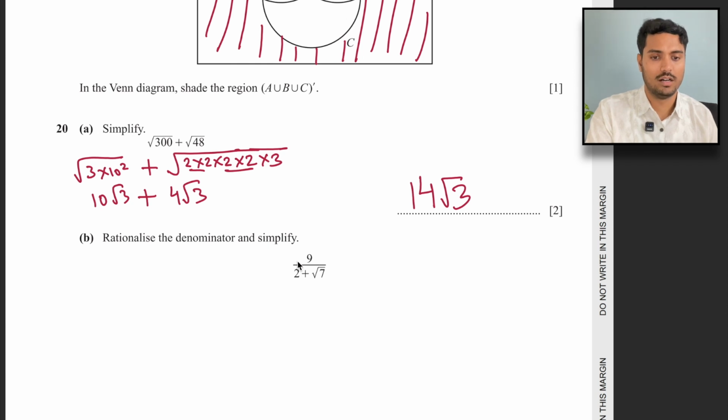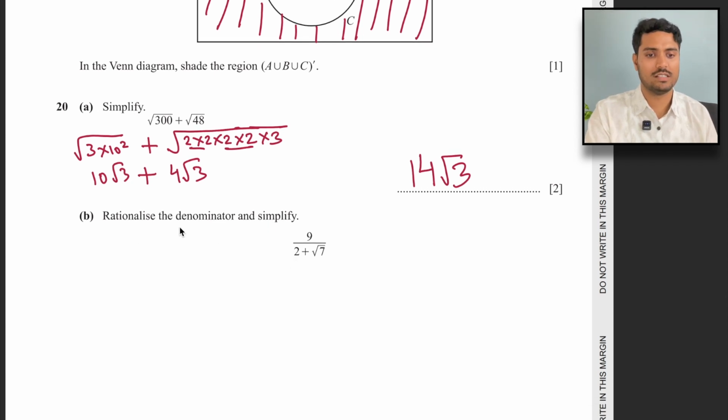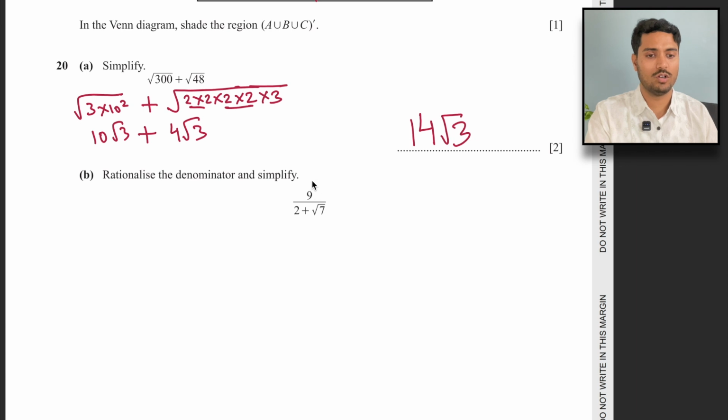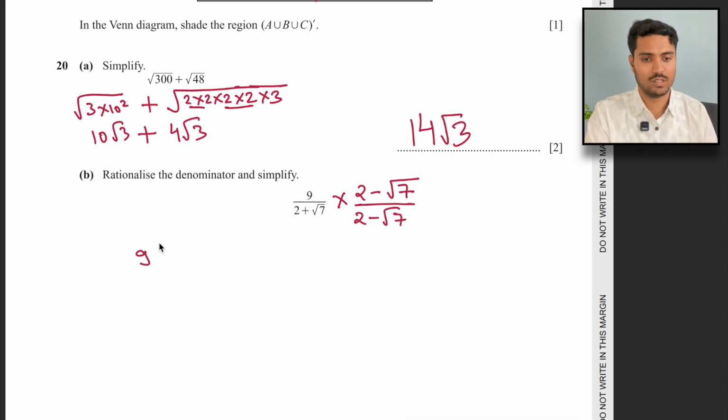Let's check the next part. Rationalize the denominator and simplify. So we have 9 upon 2 plus root 7. To rationalize, multiply with the conjugate, so 2 minus root 7 upon 2 minus root 7. So this is going to be 9 multiplied by 2 minus root 7 divided by 2 square minus root 7 square.